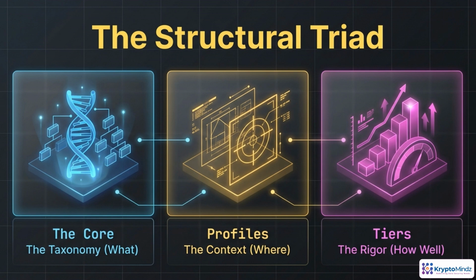Think of NIST CSF 2.0 as three interlocking pieces. The core is the taxonomy. It defines what good security outcomes look like, independent of any technology stack. Profiles add context. They describe how those outcomes apply in your environment today and where you want to be. Tiers add rigor. They show how consistently and effectively you manage risk around those outcomes, from ad hoc to adaptive. Putting the CSF into practice means continuously aligning all three.